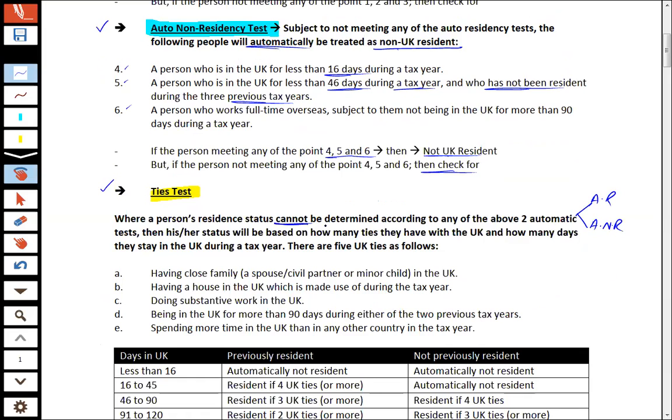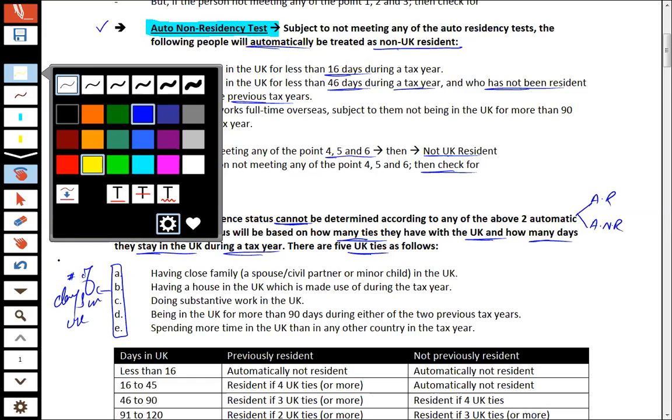If a person's residency status cannot be determined according to either of the two automatic residency tests, then the status will be based on how many ties they have with the UK and how many days they stay in the UK during a tax year. There are 5 UK ties. Remember, we have to link these ties with the number of days in the UK. So let's start discussing the points one by one.